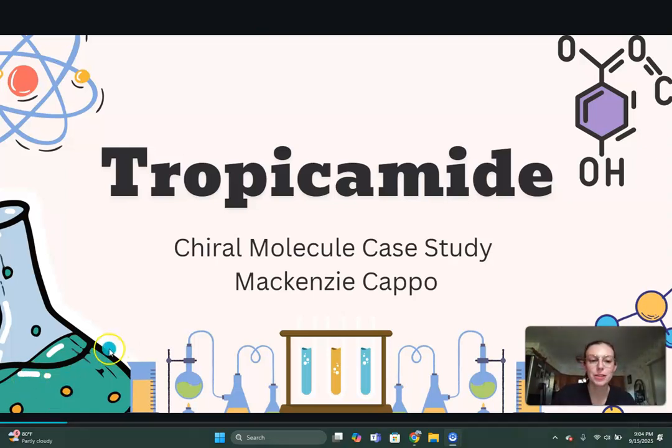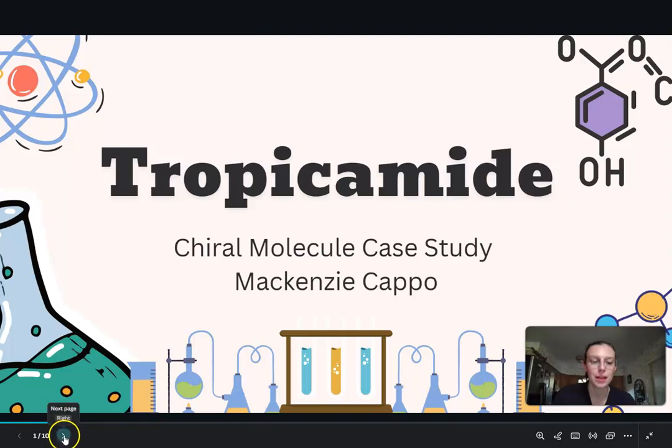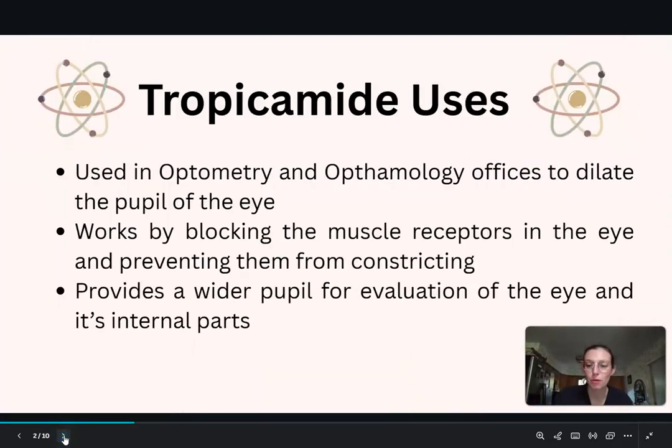So Tropicamide is something that I chose because it's a molecule that we use in the optometry office I work at to dilate our patients. So we use it quite frequently. It's used in both optometry and ophthalmology offices to dilate the pupil of the eye.